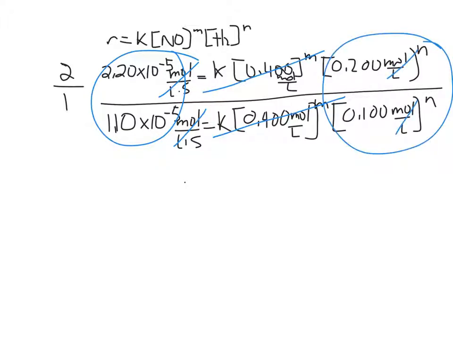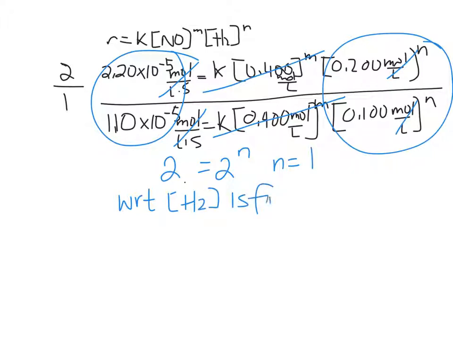So 2.2 times 10 to the negative 5 divided by 1.1 times 10 to the negative 5 is 2. And this is equal to 0.2 divided by 0.1, which is 2, to the exponent n. So in this case, the exponent is 1. So the rate order with respect to H2 is first order.